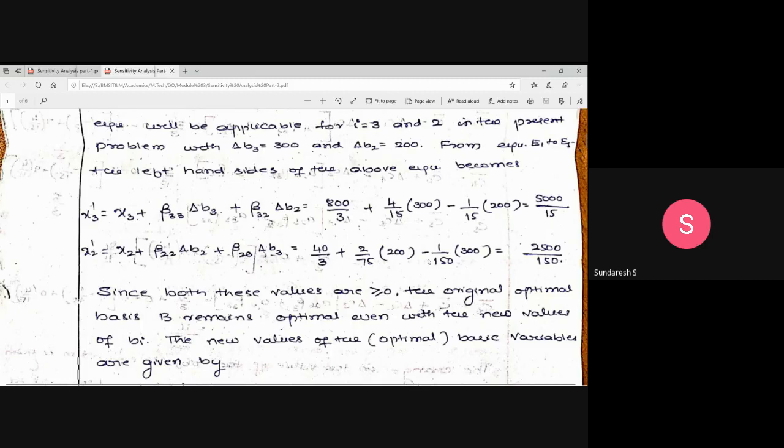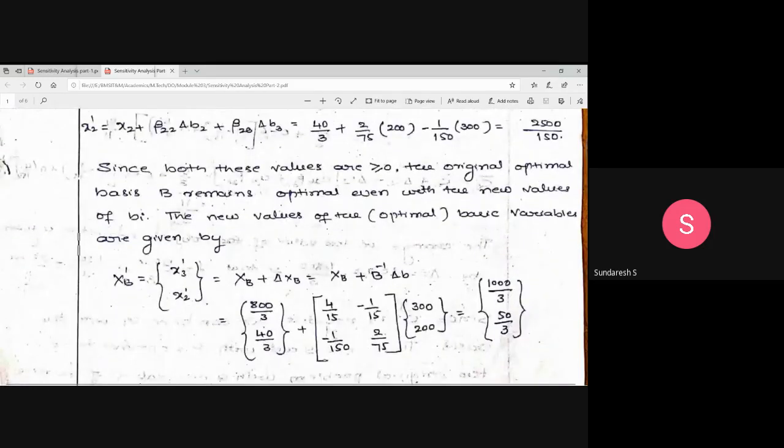These two values you are supposed to get. Now, since both the values are greater than 0, the original optimal basis B remains optimal even with the two new values of b. The new values of basic variables are given by xB dash, which is x3 dash and x2 dash, equal to xB plus delta of xB, which is equal to xB plus B inverse of delta b. This you have to remember.